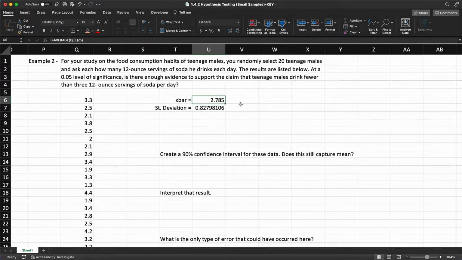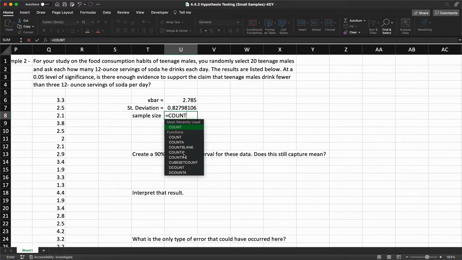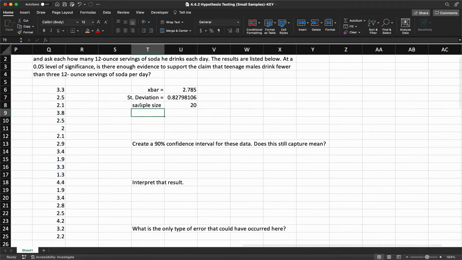So let's talk about how we go through that again. First, I have to calculate my t-score. So I also need to know the sample size. Now it says 20 teenagers, but I can also use my count function to count up all these values, and that is 20.